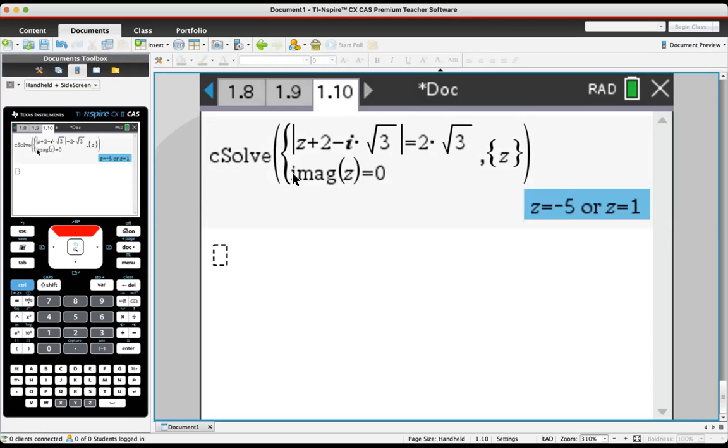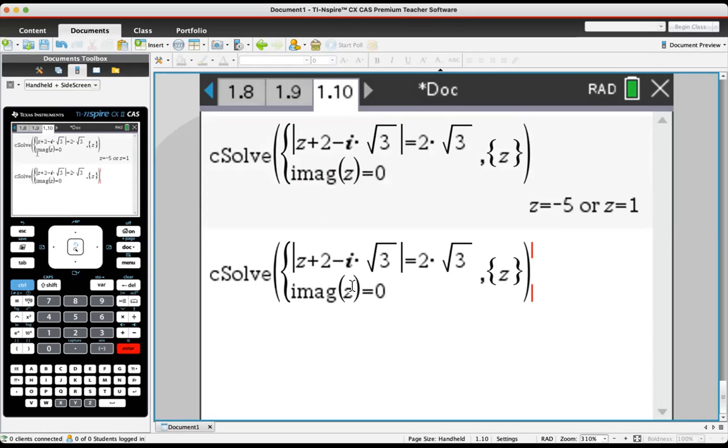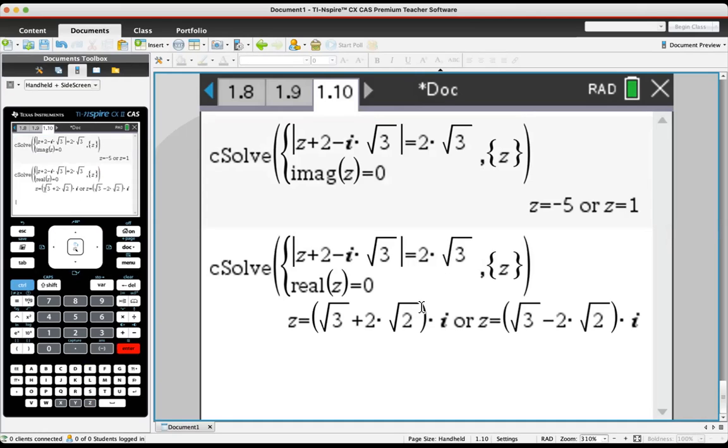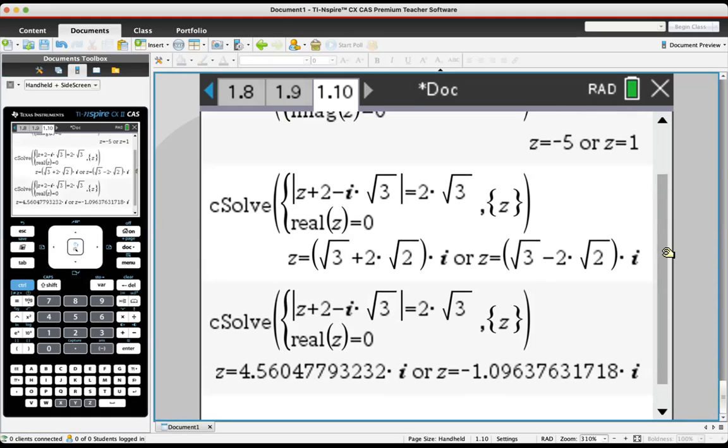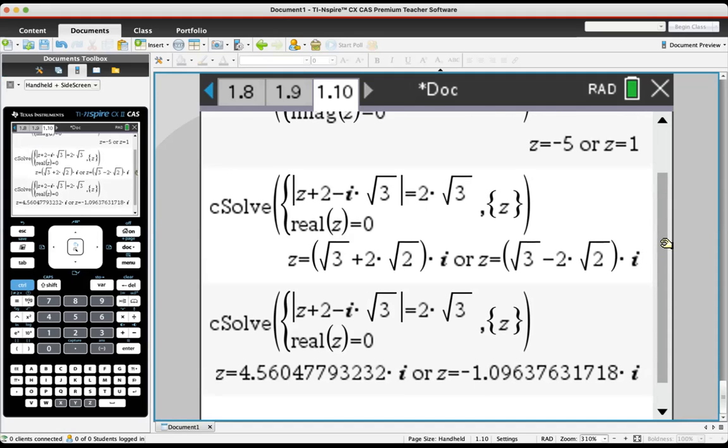In a similar fashion, you could also copy the whole line down and find the imaginary axis-intercept. Say you change this imaginary to REAL. So you should get 2 purely imaginary numbers along the imaginary axis to locate the approximate locations. You could press Control Enter. It's roughly 4.56i or minus 1.096i, okay? Something like that.